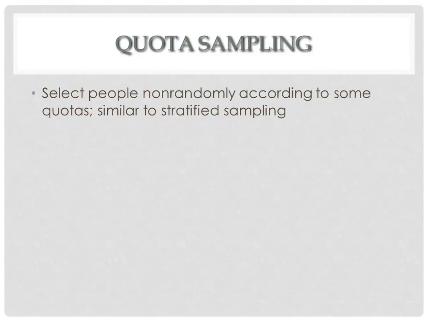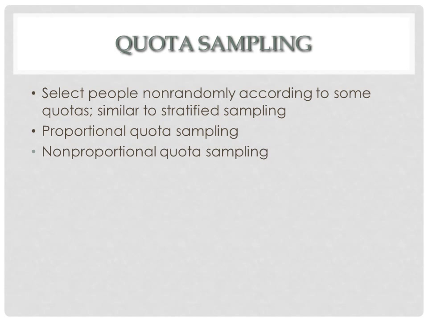Another form of non-probability sampling is quota sampling, right? Quota sampling is very similar to stratified random sampling. You're selecting people non-randomly according to some quotas. Now, what could those quotas be? Those quotas could be proportional quotas, they could be non-proportional quotas, but they could be theoretical ideas.